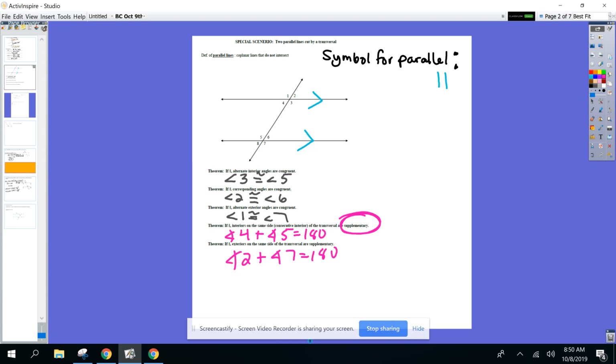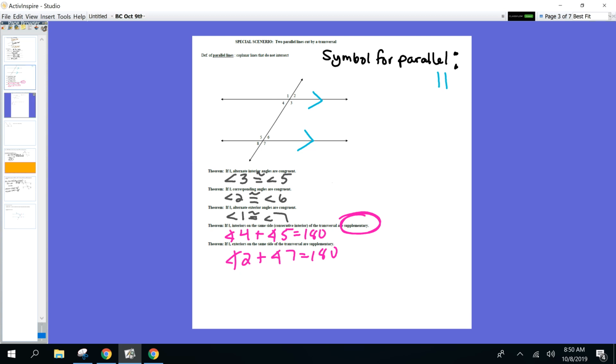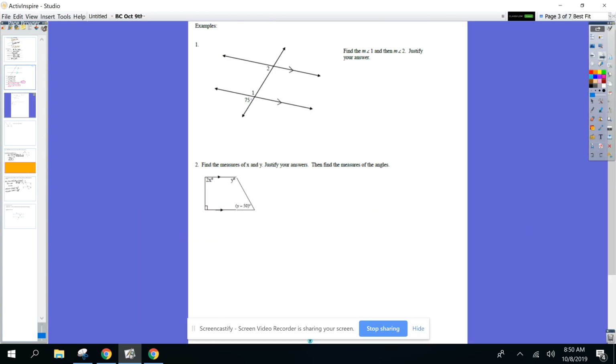Okay, first one up. Basic. Basic one here. Find angles 1 and 2. Justify. Here we go. Let's start with angle 1. I could start with angle 2 as well. It doesn't matter. We don't have to go in order, but I'll start with angle 1.